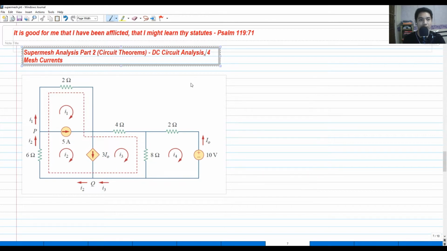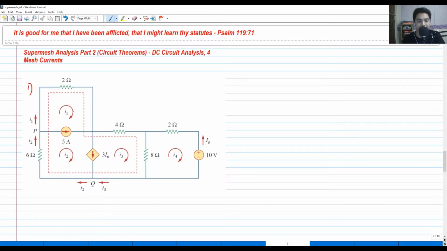Okay, so we are given this kind of circuit wherein we know that we have 4 mesh currents here: I1, I2, I3, and I4. But we know that we will be having a super mesh if in between the 2 mesh currents we have a current source. So in the case of I1 and I2, we have 5 amperes. And of course, in the case of I2 and I3, we have another dependent current source, which is 3I sub O, dependent on the current here.